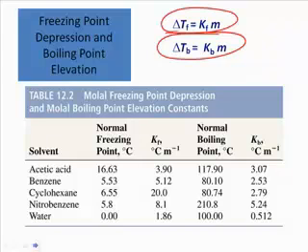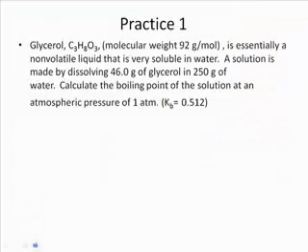There's only two basic types of problems that I'll be asking you in this unit. So one like this, where essentially I want to know if I make this solution, what's my new boiling point or freezing point going to be. So this one's asking about the boiling point, but the process is exactly the same if you're using the freezing point. So here it says I have this non-volatile liquid soluble in water, and the solution is made by dissolving 46 grams of my glycerol. So let's take a look first.